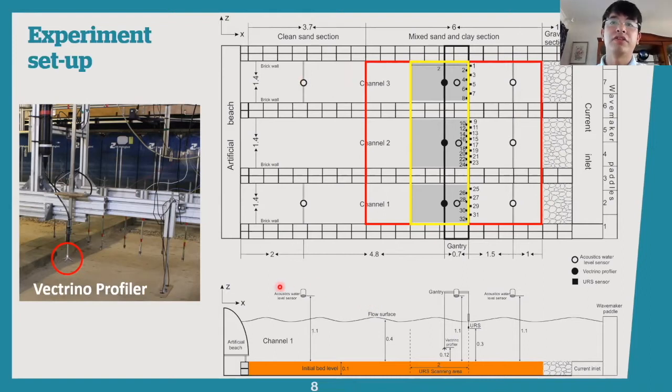And the bottom figure shows the side view of channel 1, with the initial bed thickness of 0.1 meters, and the water depth was 0.4 meters.